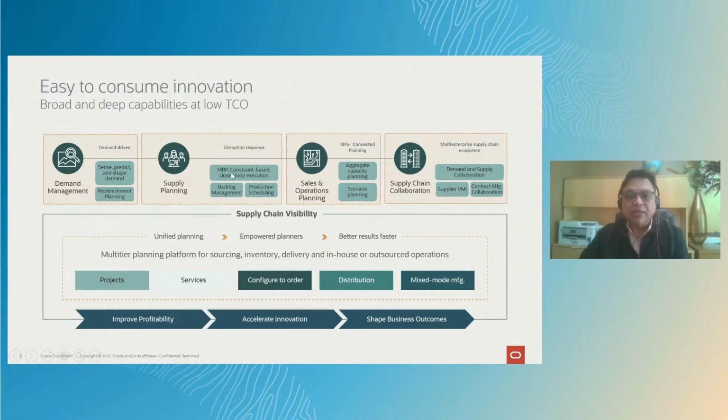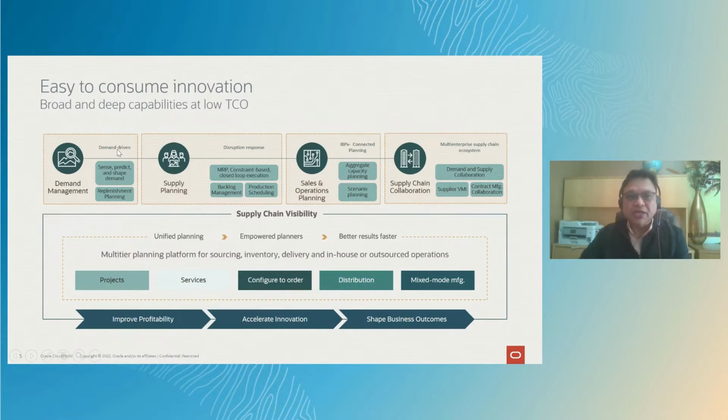In terms of supply planning: MRP, constraint based, closed loop execution, we sort of added two full products: backlog management, production scheduling, sales and operations planning, aggregate capacity planning, scenario planning, supply chain collaboration, not just demand and supply collaboration, vendor managed inventory and contract manufacturing collaboration were added. So these are the four SKUs, and we don't intend to proliferate anymore.